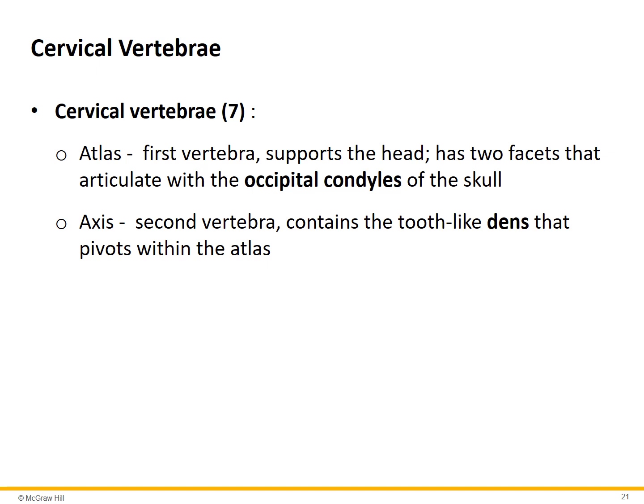Axis, or C2, is the second vertebrae, and this is unique that it has a tooth-like projection that's called the odontoid process or dens, and this forms a pivot joint with the atlas that allows you to shake your head no.